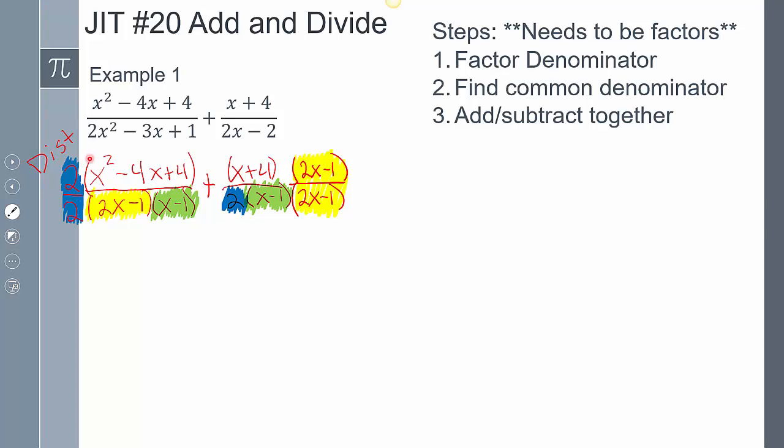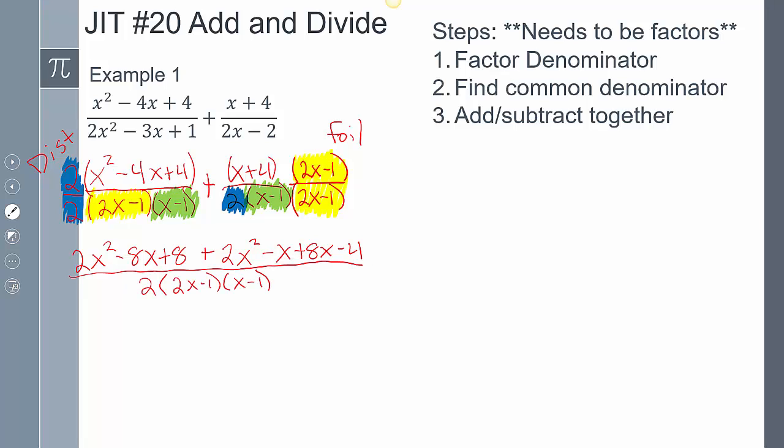So on here I can distribute this 2 through. Here I'm eventually going to FOIL. And if you FOIL all this through, you're going to get this statement here. Combine those together. The denominator here stays the same. And so combining like terms, 2x squared and 2x squared is 4x squared, minus 8x plus 8x cancel out, and I'm just left with this negative x here. And then 8 and minus 4 give me a plus 4.